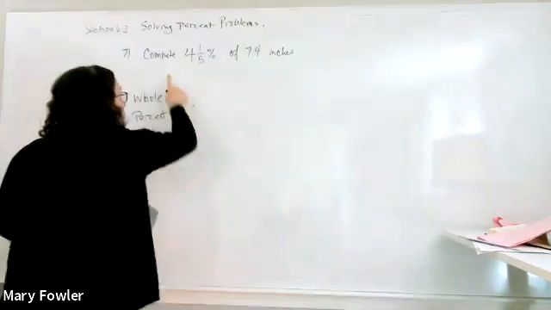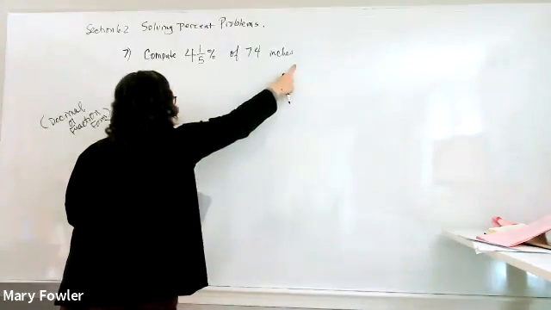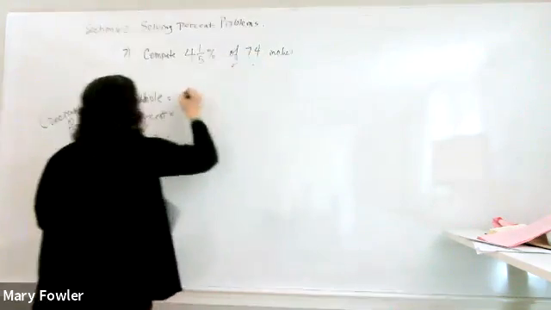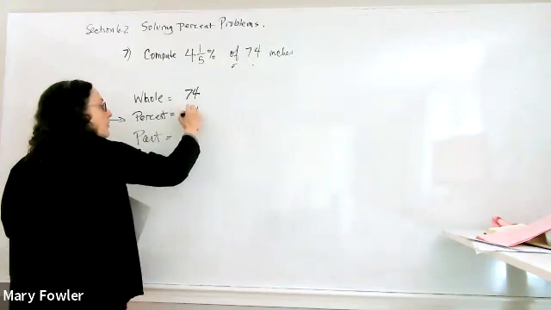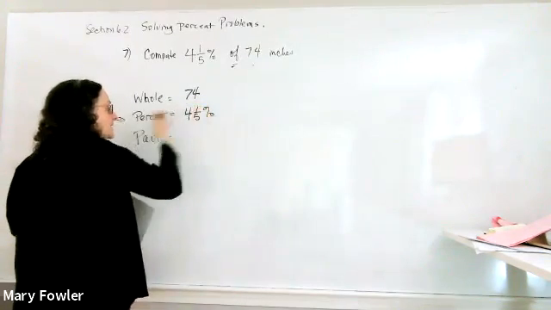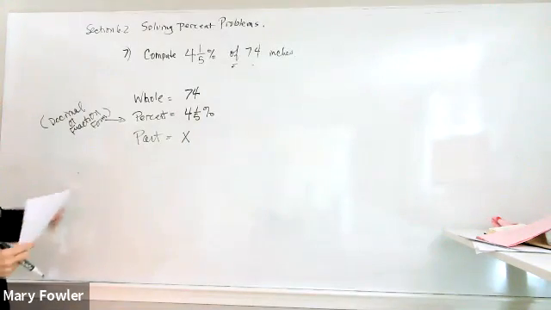Okay, so compute 4 1/5% of 74 inches. So the whole is 74 inches. What we're looking for here, 4 1/5%, and the part is unknown, okay?